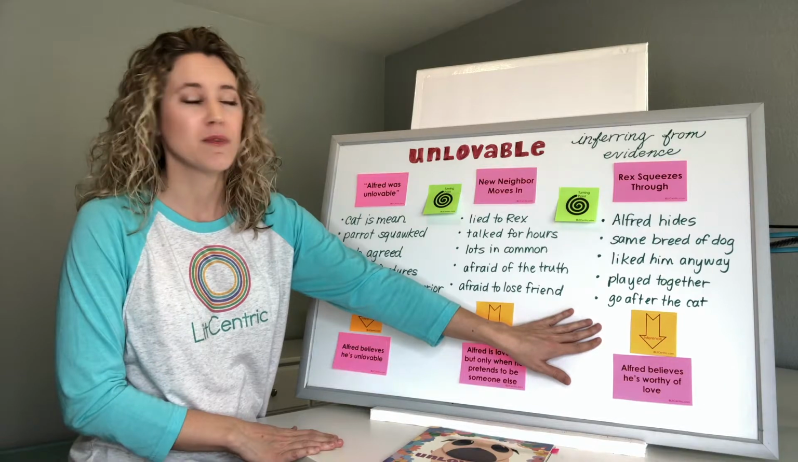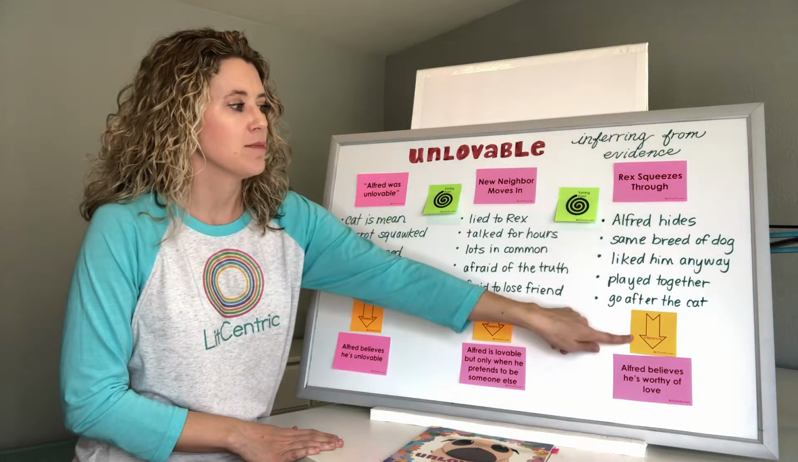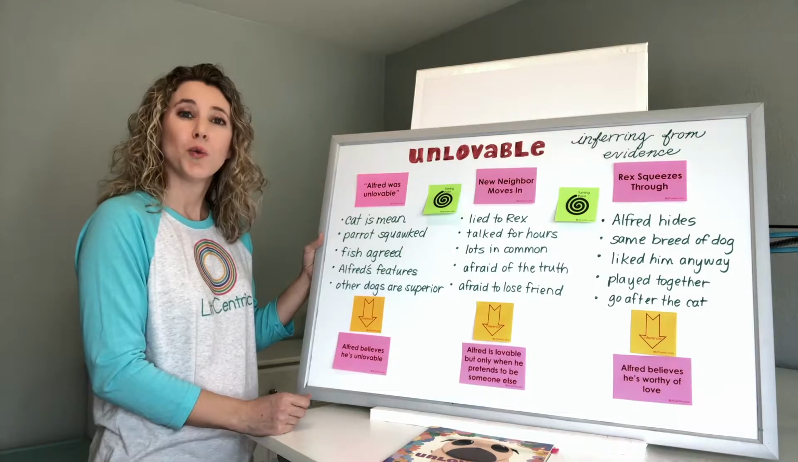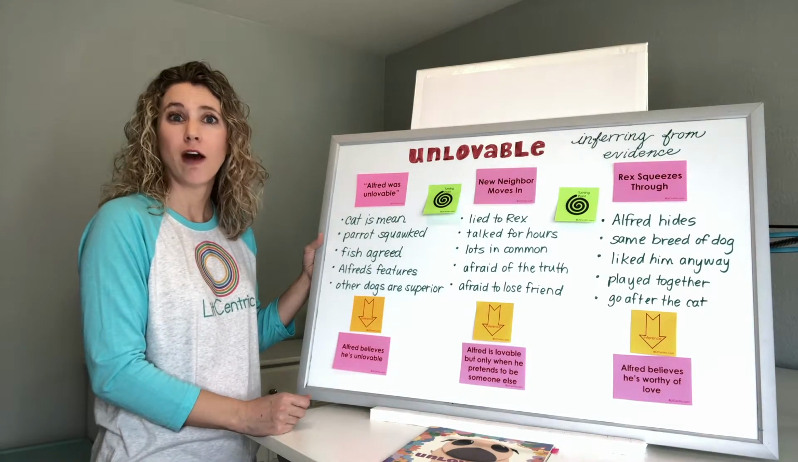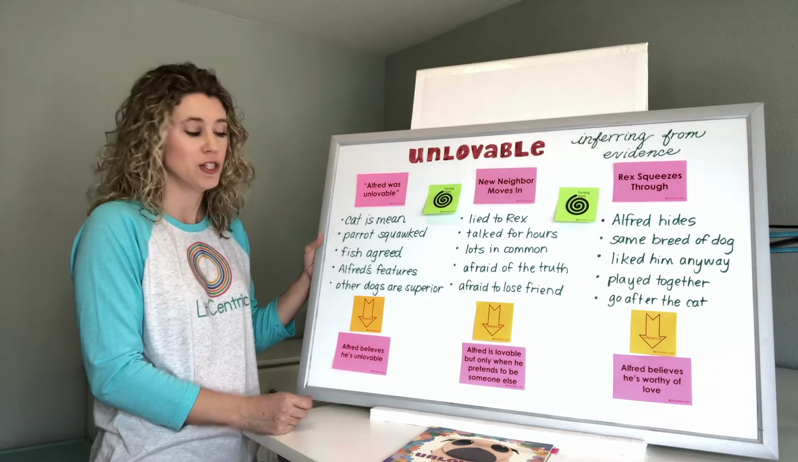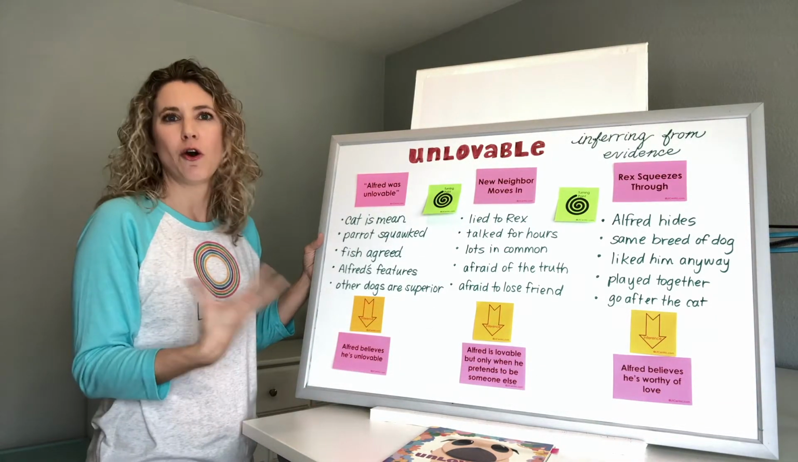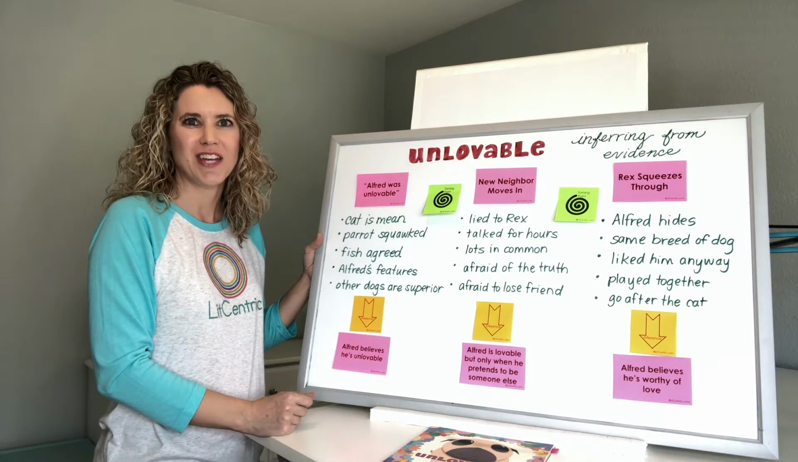Again, reviewing with students, all of these events make us infer that Alfred now believes he's worthy of love. We can see over the course of this story how Alfred's thoughts and feelings have changed in the beliefs that he has about himself, which is really the ultimate message that the author is trying to convey to us.